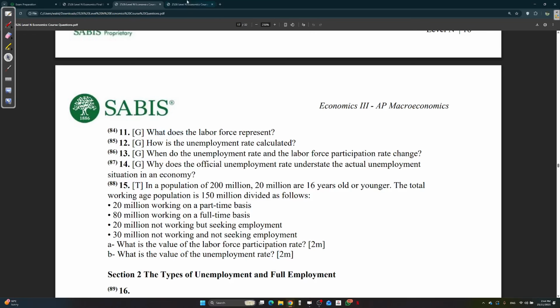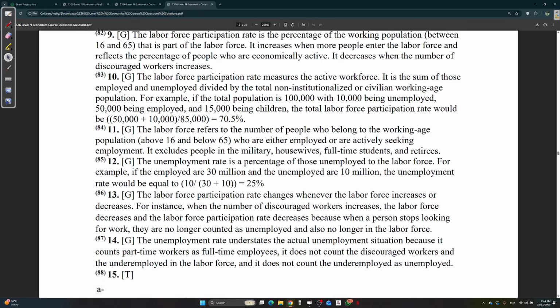Now, I want to do question 11 for you. What does labor force represent? Okay, very important. It is the number of people who belong to the working age who are either employed or actively seeking employment. So, if you're a housewife, you're not seeking employment, so you're not counted as unemployed. You're simply counted as not inside the labor force. Okay, you're just part of the population. You're counted between the working age.